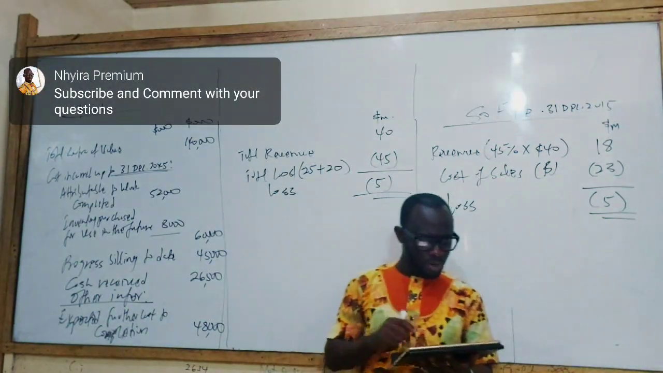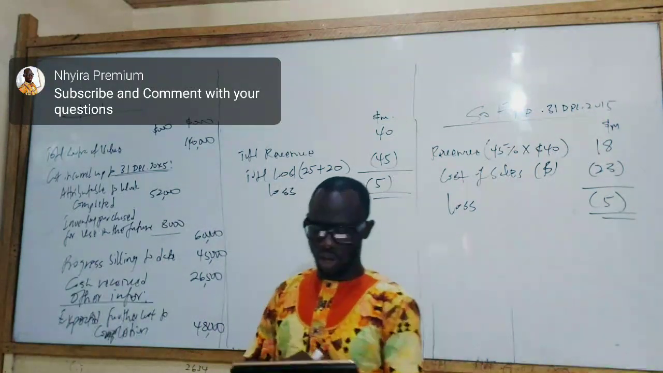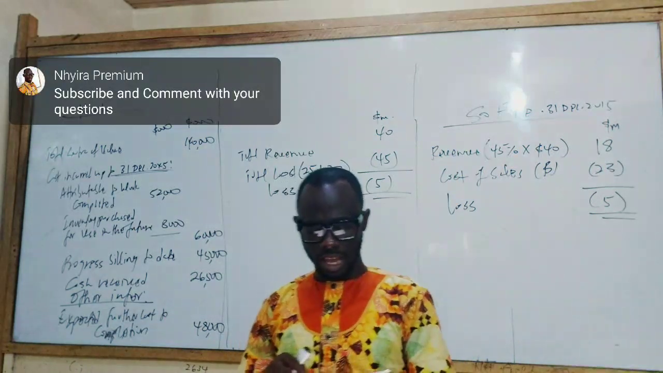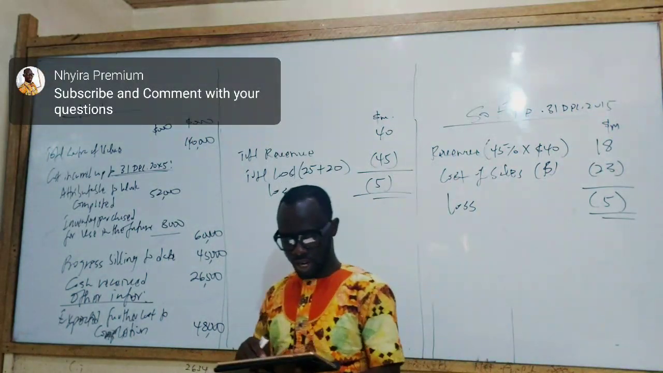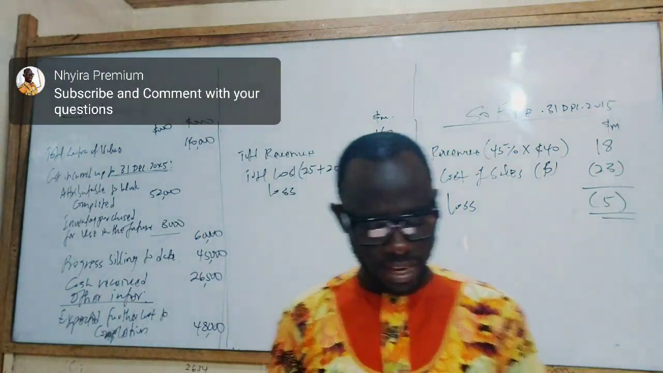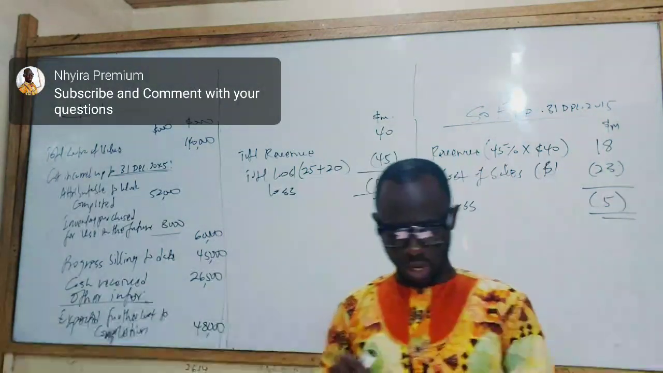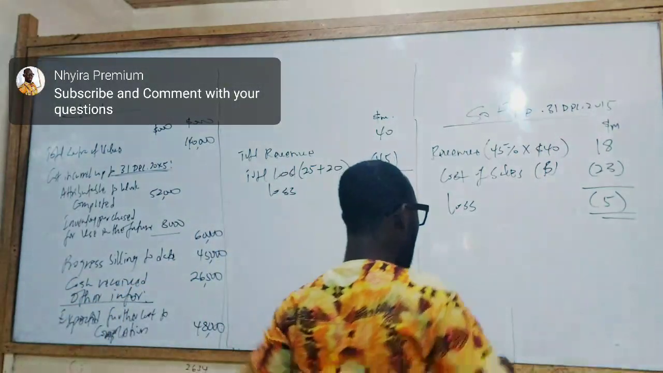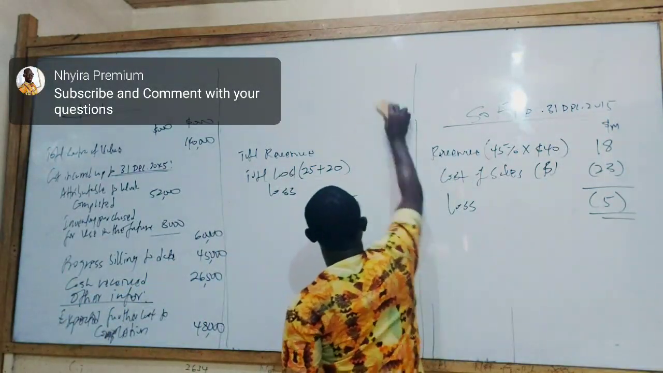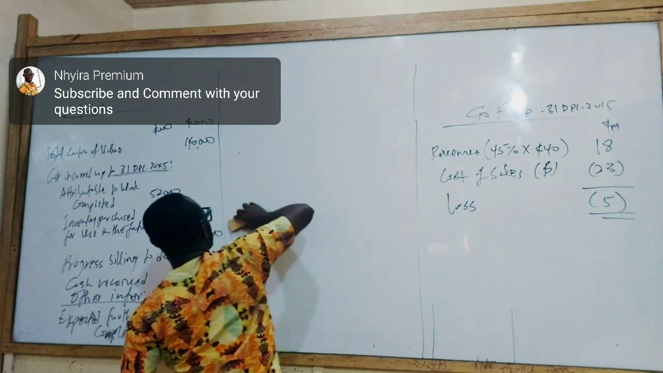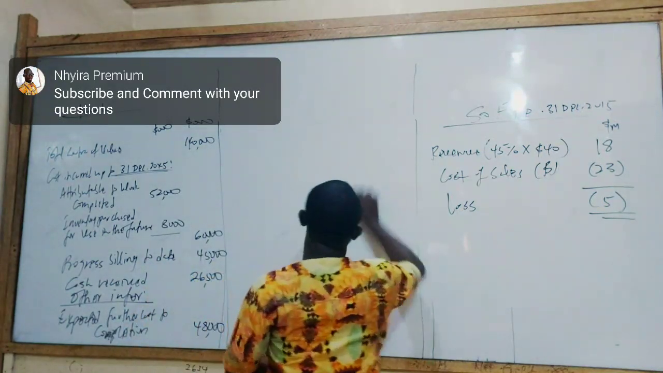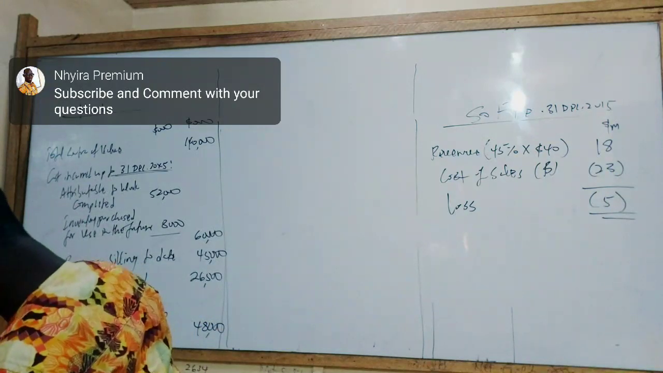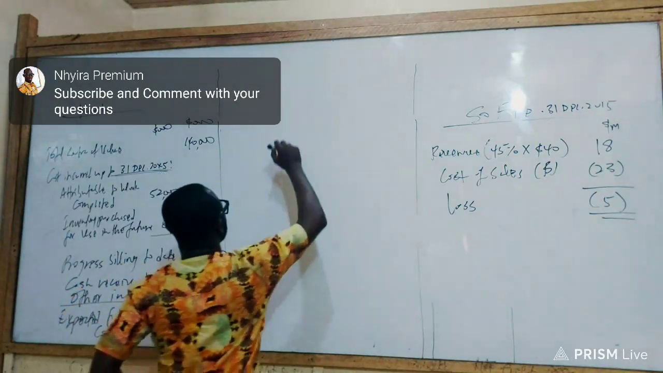It says, prepare extract from the statement of profit or loss and the statement of financial position for the year ended 31st December 2015. So let's see how we go about it. As always, we need to see whether we are making profit or loss on this particular contract.